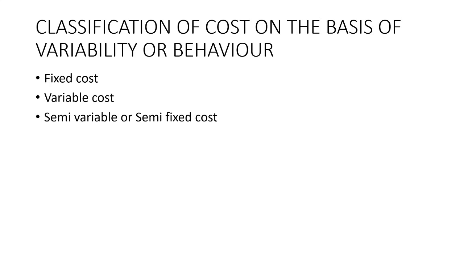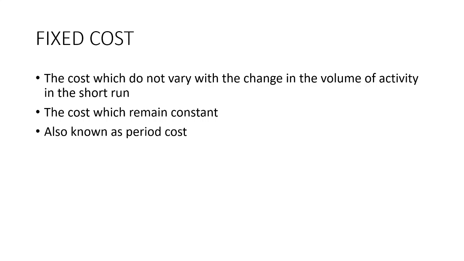Cost can be classified as fixed cost, variable cost and semi-variable or semi-fixed cost. The first one, fixed cost. The cost which do not vary or change with the level of production in the short run is known as the fixed cost. These are the costs which are unaffected by the fluctuations in the level of activity. They do not increase or decrease with the changes in output or production.